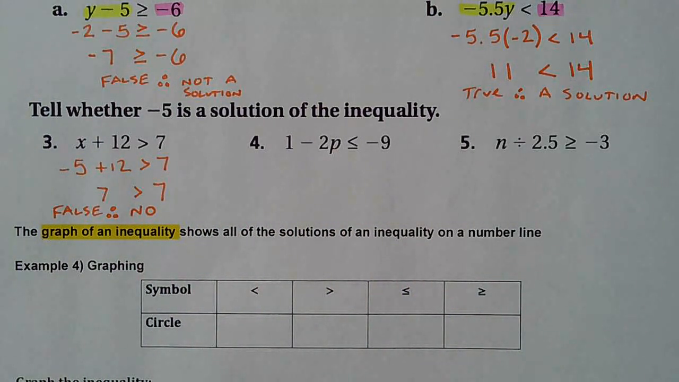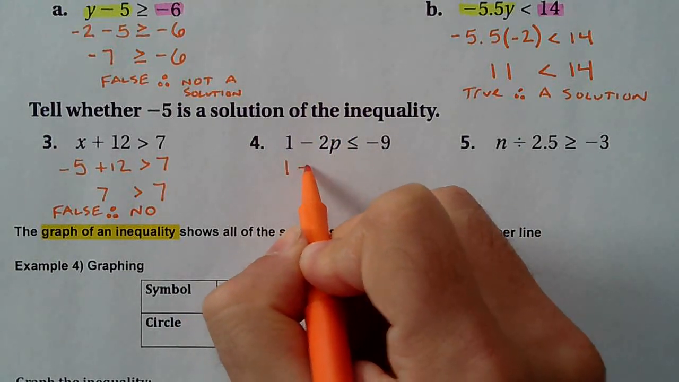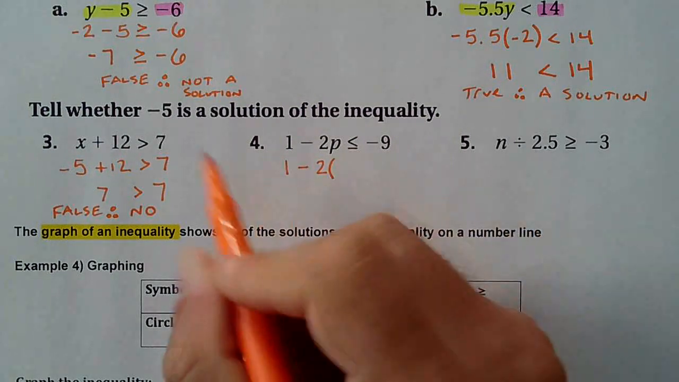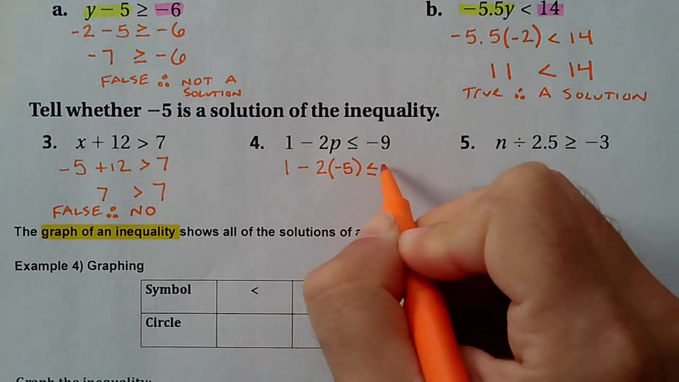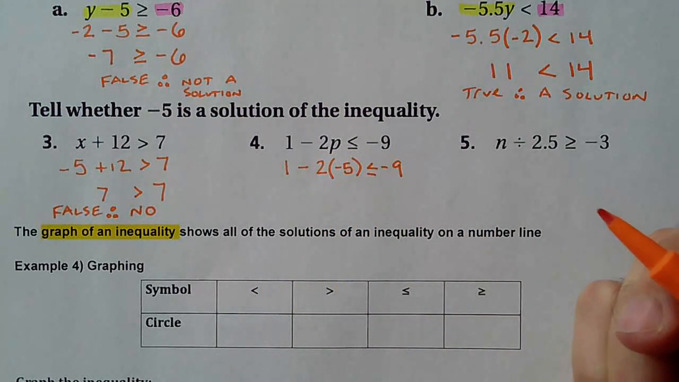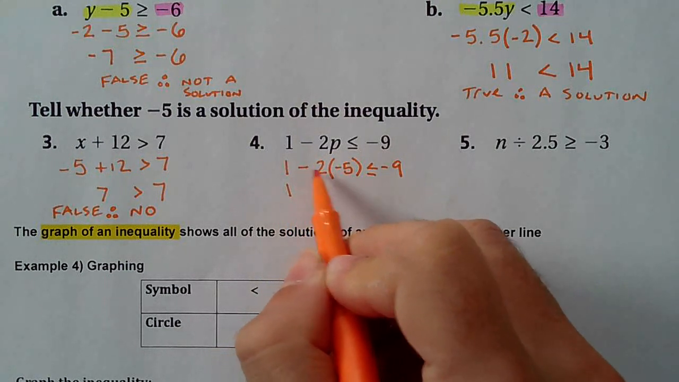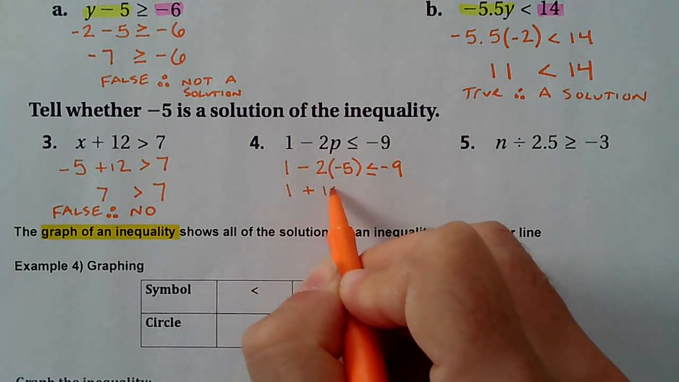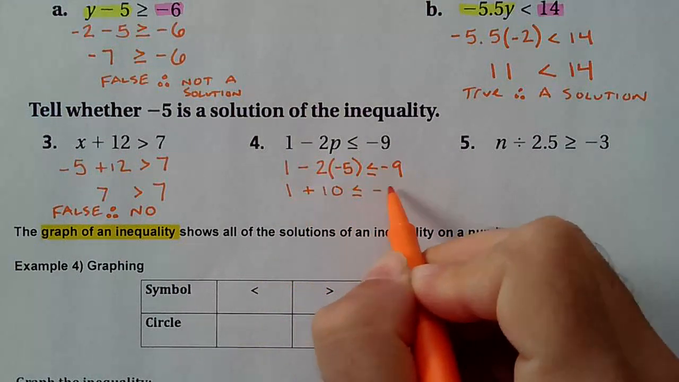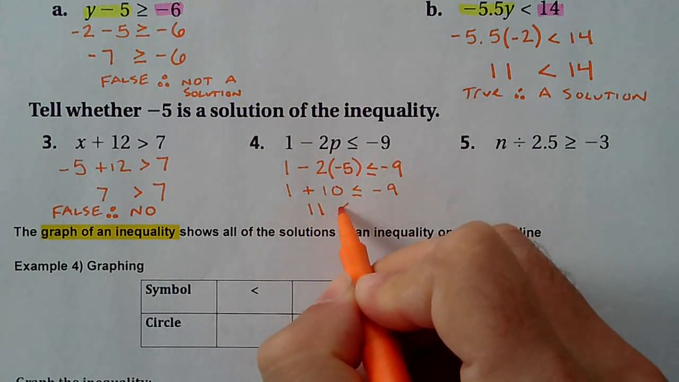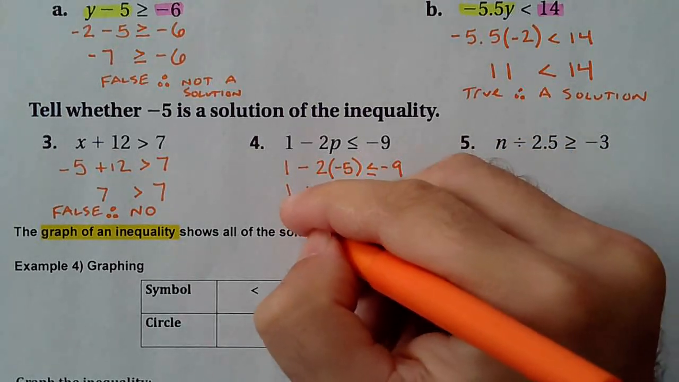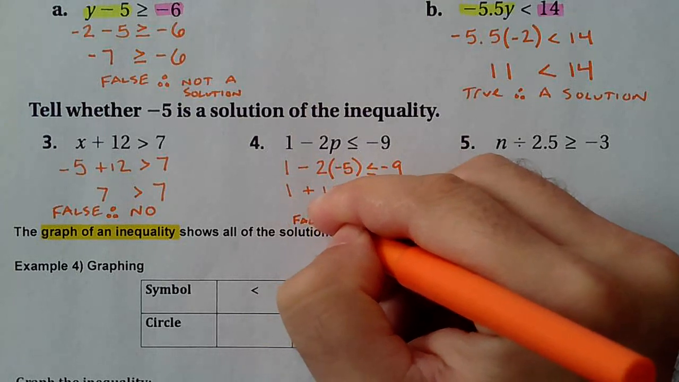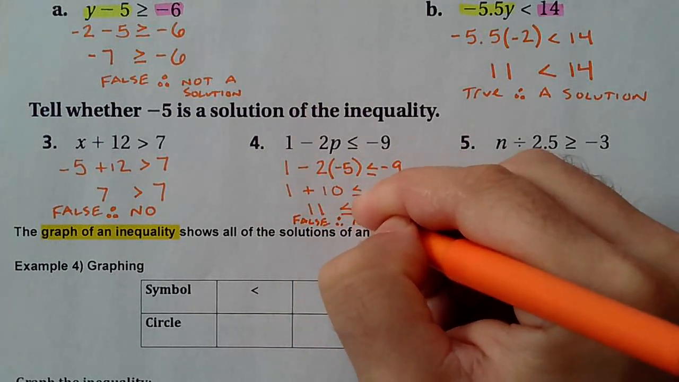All right, let's try number 4. Why don't you go ahead and answer 4? 1 minus 2 times, again, p is -5. So I'm going to put -5 in. Less than or equal to -9. This is 1. -2 times -5 is a positive 10. So 11 is less than or equal to -9. This is false. Therefore, no.